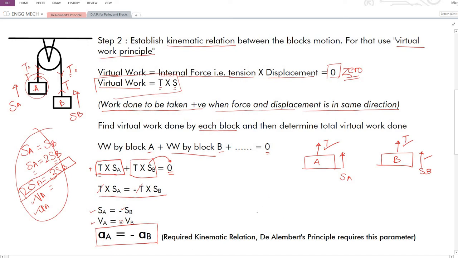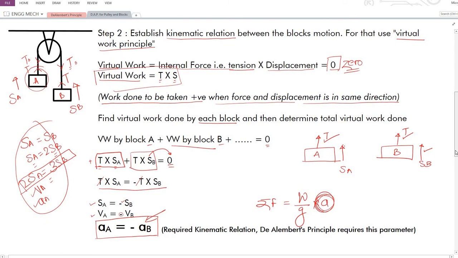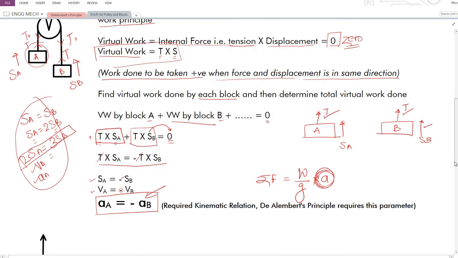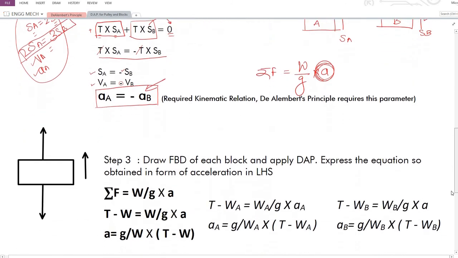Now since we know that D'Alembert's principle is like this, summation F is equal to W by g into a, this specific acceleration is a required quantity. That's why we were focusing on the expression relating the acceleration of block A to the acceleration of the other block, that is block B. Now since we have established this kinematic relation, we will go to step number 3.